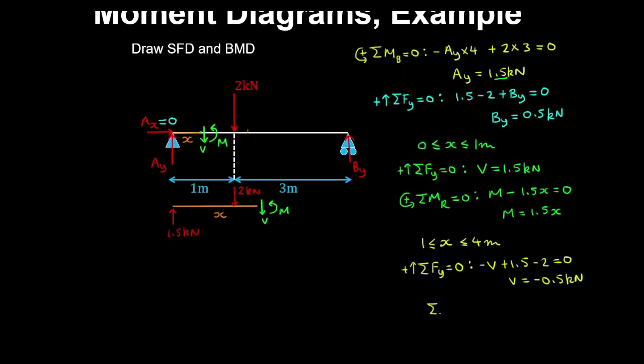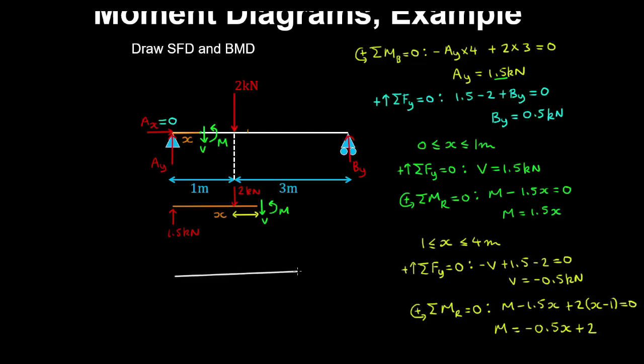And taking an equilibrium of moments about the right-hand-most point of that section, with anti-clockwise being positive, we have M minus 1.5x plus 2 kilonewtons by this moment arm here, which is equal to x minus 1 meter, and that's equal to 0. So if you solve for M, we get minus 0.5x plus 2.